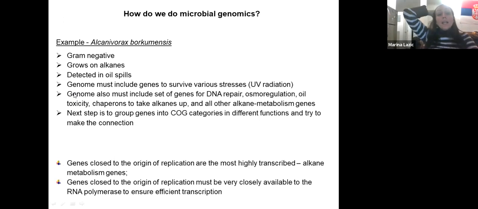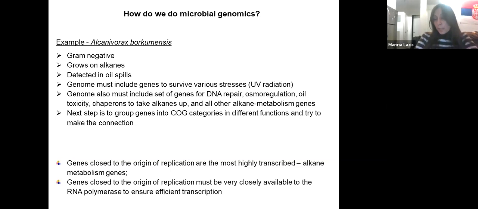This is important. Alcanivorax is important for you to understand. For the exam, you need to know how we do microbial genomics and how we use this information in microbial physiology. And this example of Alcanivorax is important. What we know from this organism, and again, this is just an example, you can take any other organism and do exactly the same. This is a gram-negative bacterium that grows on alkanes. It's detected in oil spills.